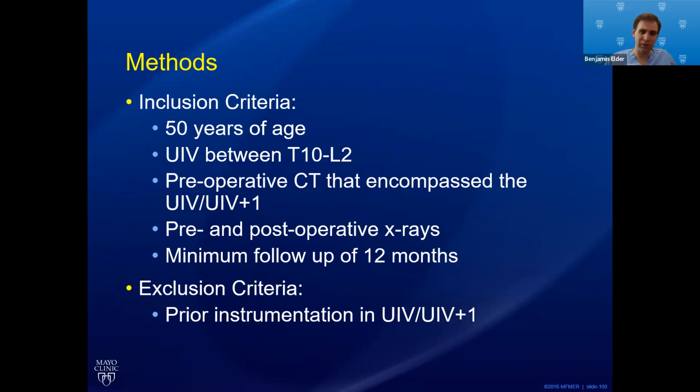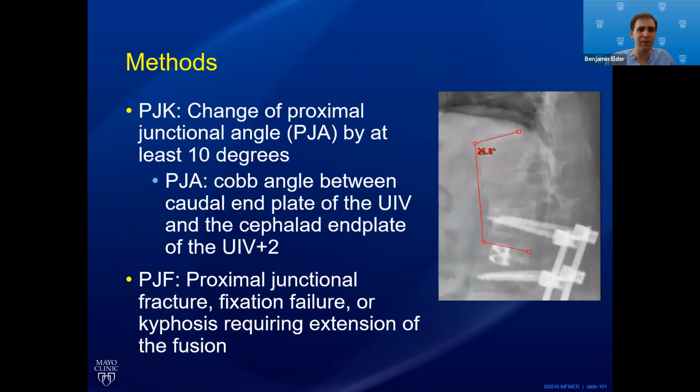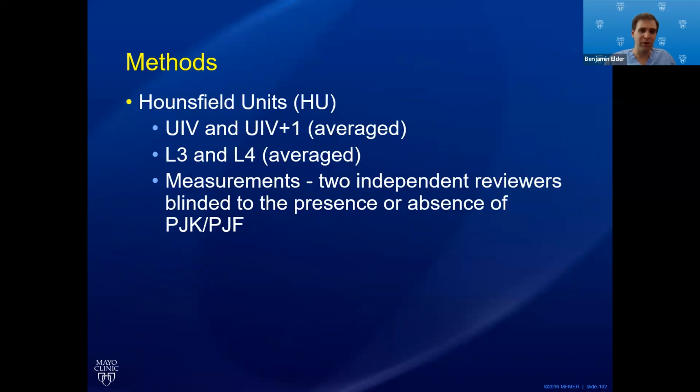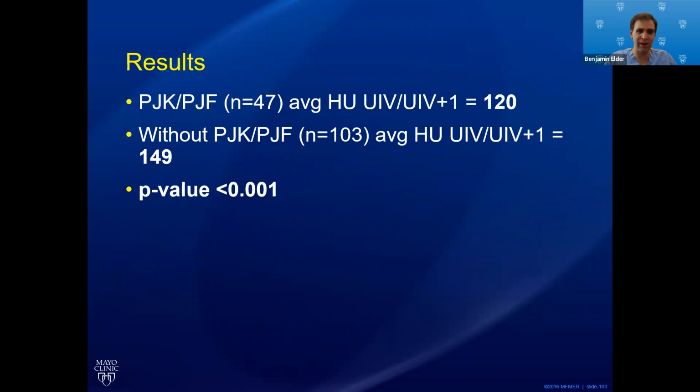So we found all patients 50 years of age or older with a UIV between T10 and L2, as well as a preoperative CT encompassing UIV and UIV +1 with a minimum follow-up of 12 months, and excluded patients with prior instrumentation at our measured levels. We defined PJK as a change in the junctional angle by at least 10 degrees, and junctional failure as a junctional fracture, fixation failure, or kyphosis requiring extension of the fusion. So we looked at Hounsfield units of the UIV and UIV +1, as well as L3 and L4, and had 2 independent reviewers assess the Hounsfield units in the presence or absence of PJK and PJF.